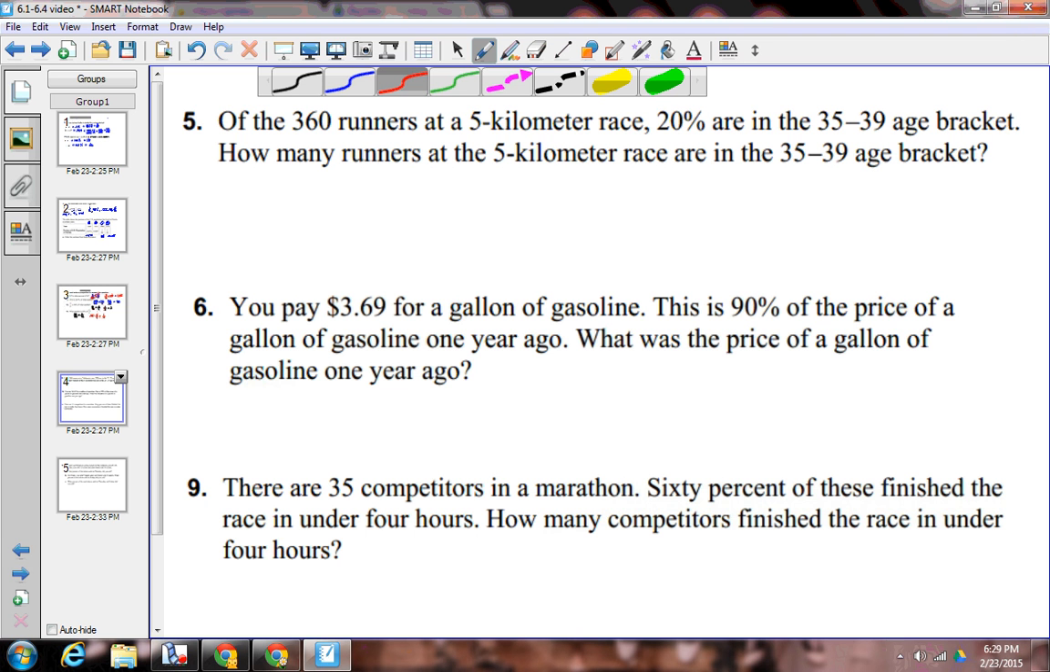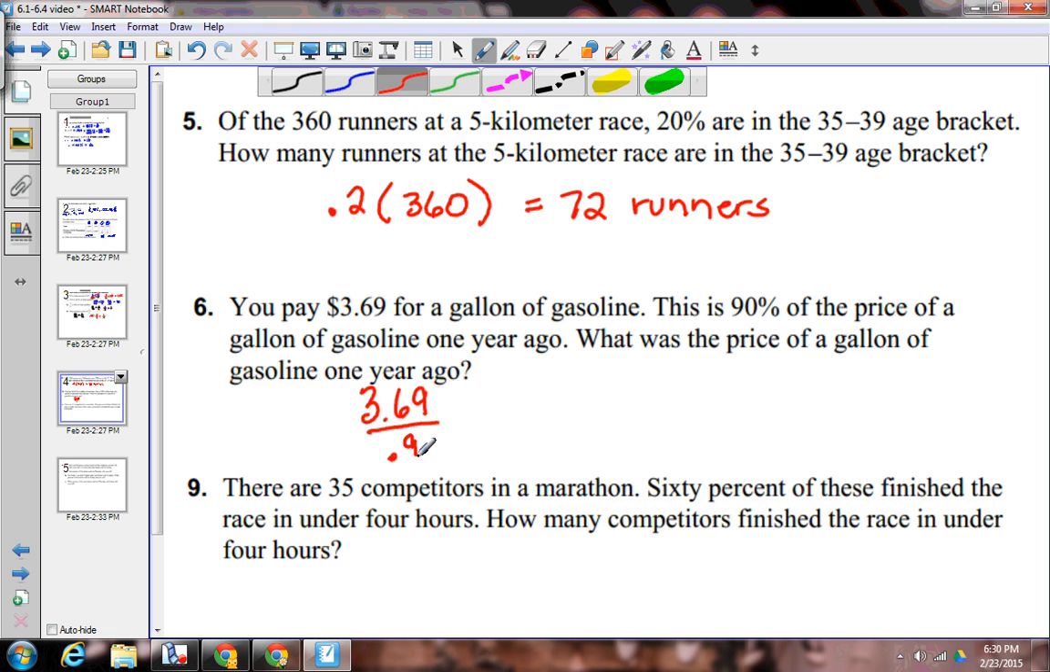For the first one, we're finding the part of 360. So we write our percent as a decimal and we multiply by our whole, and we end up with 72 runners that were in that age bracket. Make sure you label your answers with what they mean in real life problems. In number 6, we're trying to find the whole. We know the part. So what we really have is now our part that we want to divide by our percent, written as a decimal, and we end up with $4.10.